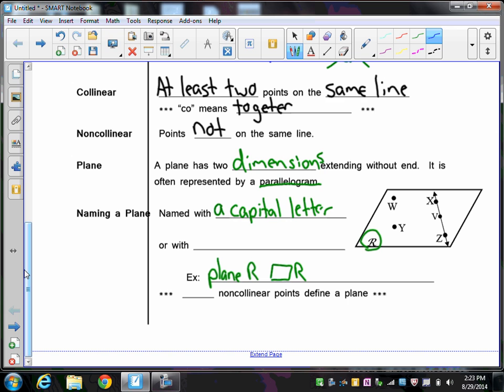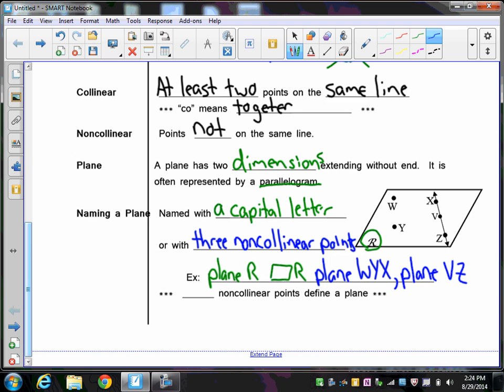Another way that we can name a plane is with 3 non-collinear points. So that's why we had to learn the word non-collinear. So I can name it plane WYX. W, Y, and X are not on the same line. I can even pick 2 points that are on the same line, like V and Z. V and Z are on the same line, but W is not. There's a lot of different ways we can name this plane. We just have to make sure that it's not all on the same line.